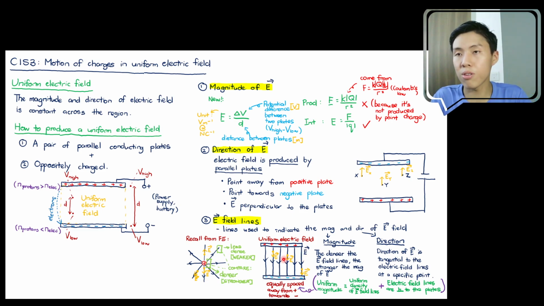So these are the important information regarding uniform electric field, and in the next video we'll study what will happen if you send charges into this uniform electric field. How will it move, how will it deviate from its initial path, and how do we study its motion using some concepts that we have learned from last semester when we talked about kinematics of linear motion.